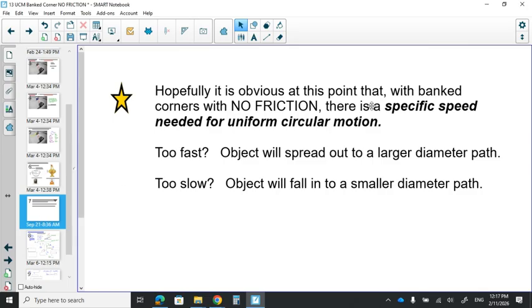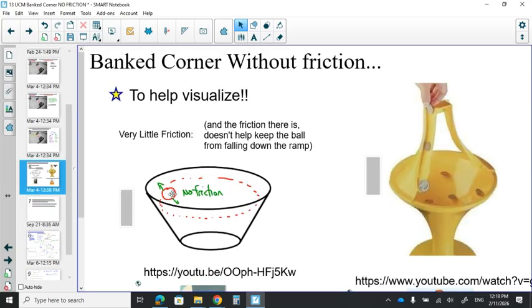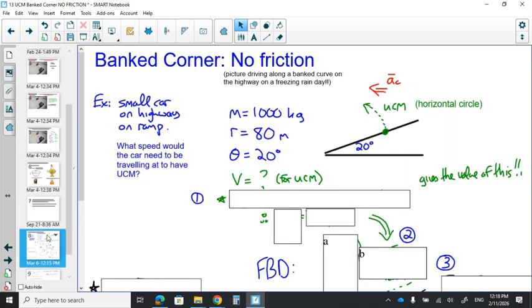So hopefully, like it says here, it's pretty obvious that there's going to be a certain speed that's needed for uniform motion, especially in a case where there's no friction. You either have to have the right speed or, if you're going too fast, it's going to slip out to a larger diameter, or if it's too slow, it's going to fall in, like in that wishing well, right? And with the video of the ball in the dish here, if I spin it too fast, it goes up farther and even flies out across the room if I'm not careful. I video edited that part out though because it was embarrassing.